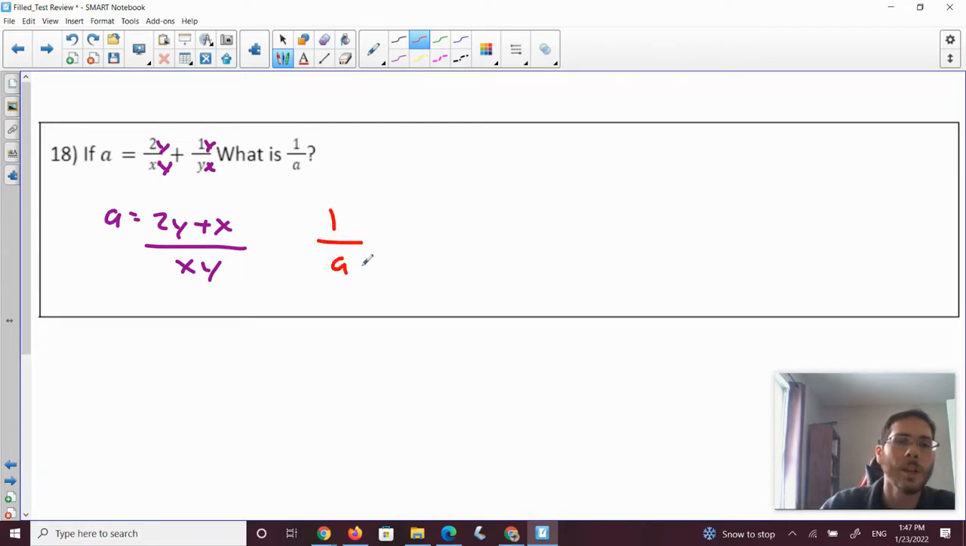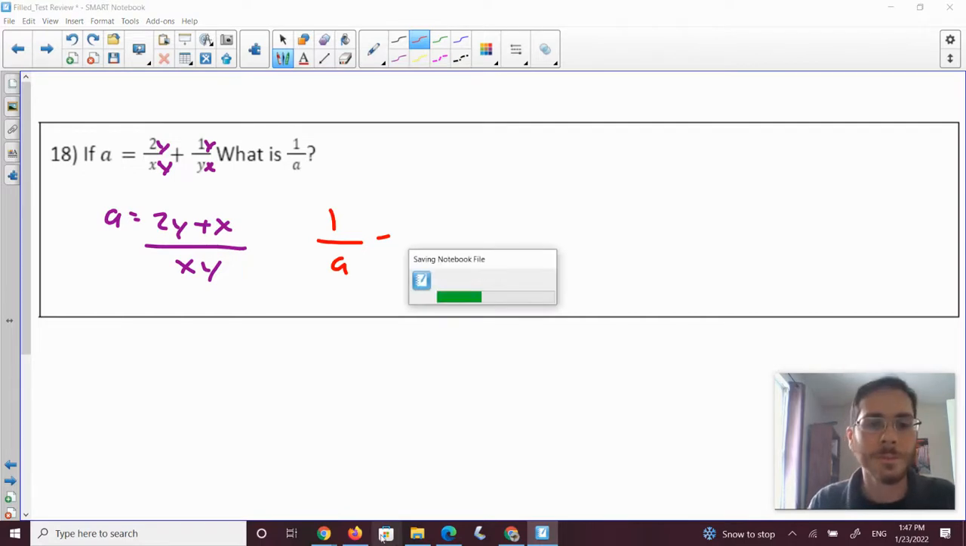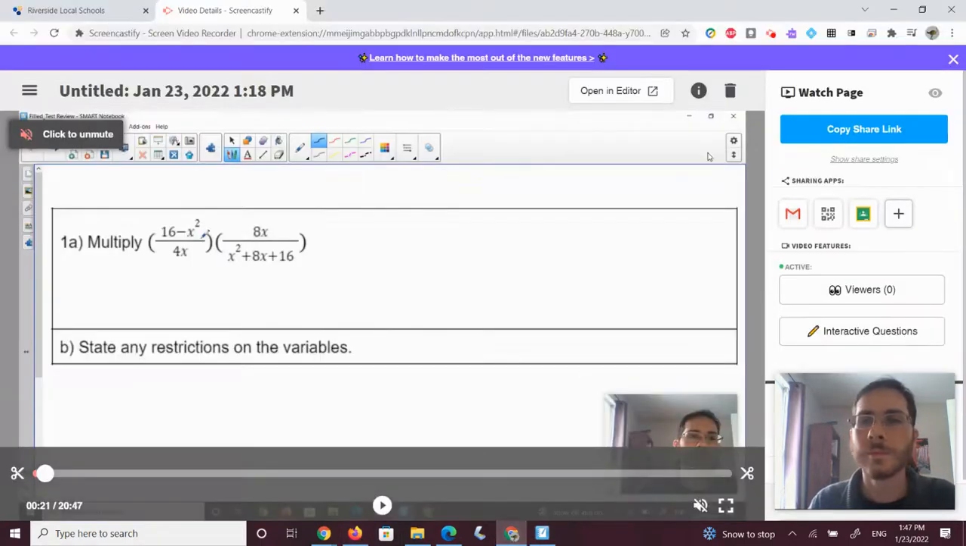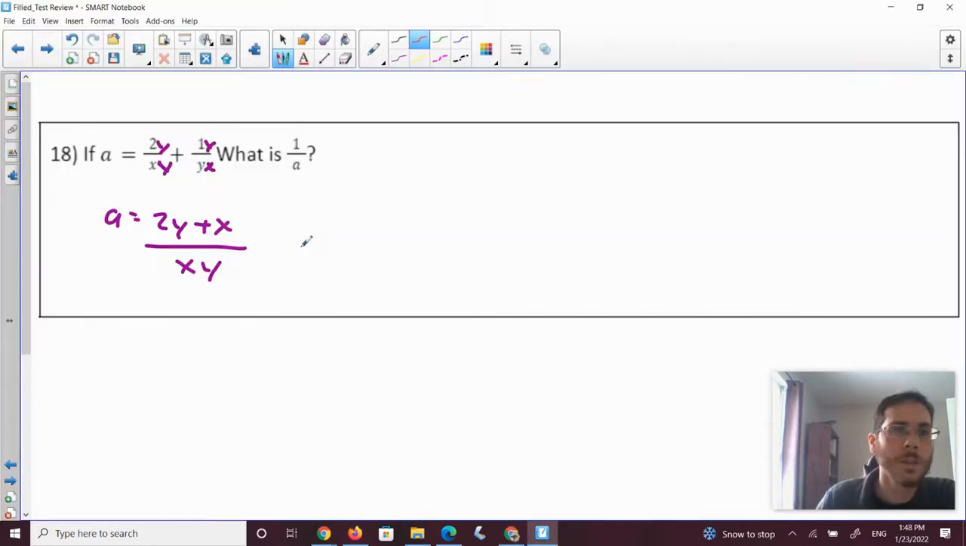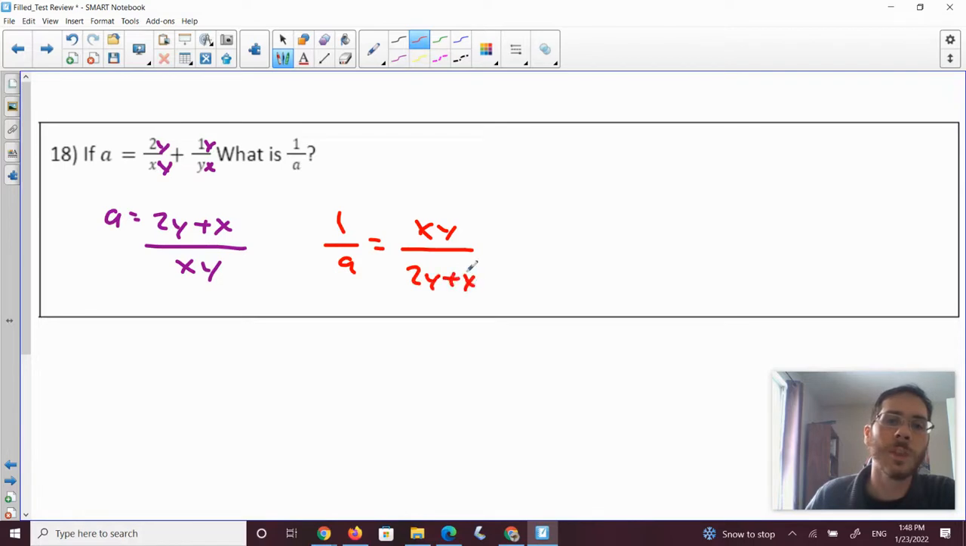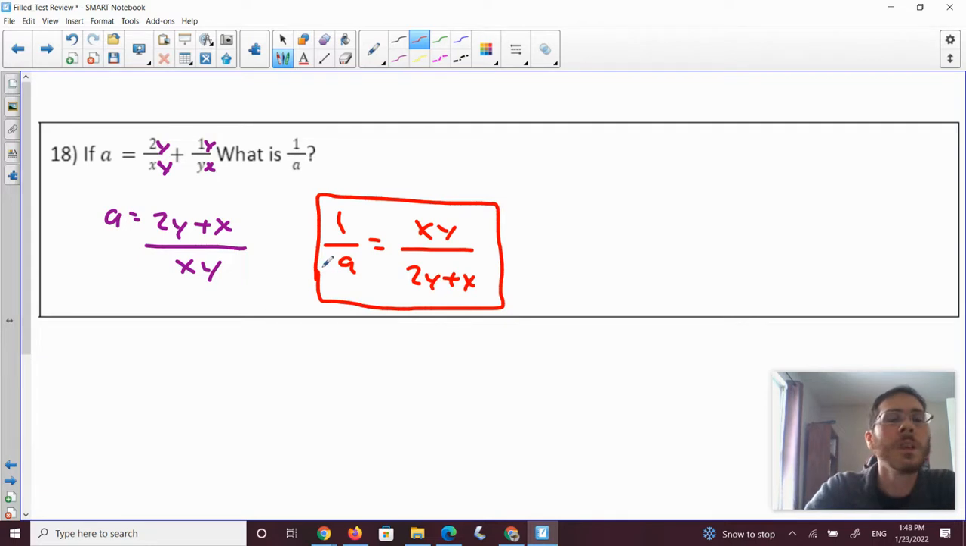So 1 over a is equal to, oh, I got to pause again. So if we want to flip it, since we've got a, we can do 1 over a. We can just flip the other one to get xy over 2y plus x. And that's it. So, I mean, that's a pretty quick one. As long as you know what you're doing, as long as you remember the idea is to just get the a and then flip it, it's a pretty quick one. So that's it with 18.